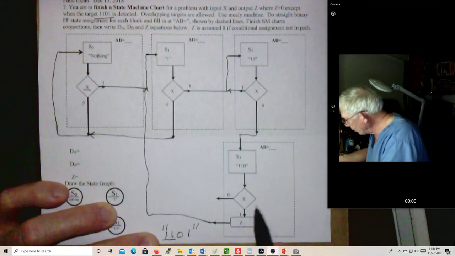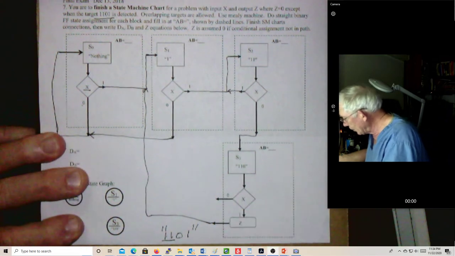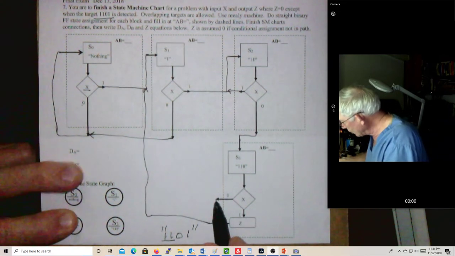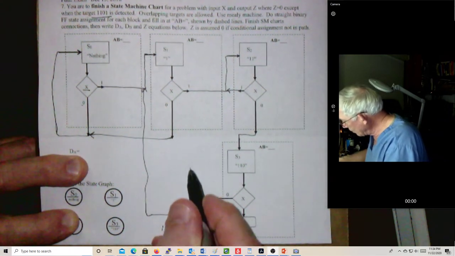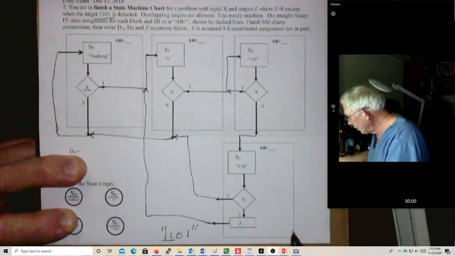What if we get a 0? Now we have 1100, so we don't have anything in our sequence. We would just have to go back and start over. And of course, the only place that Z is going to be 1 is right here.